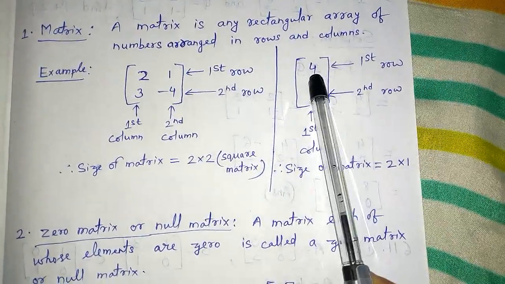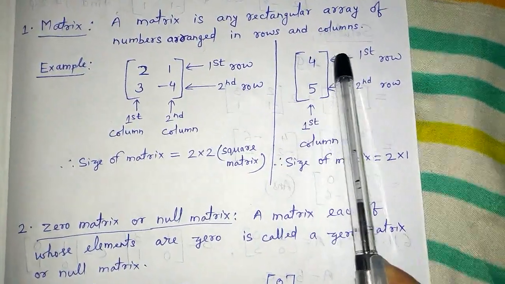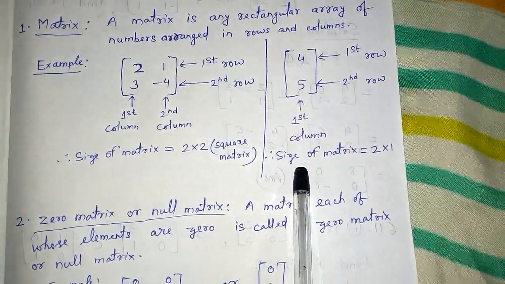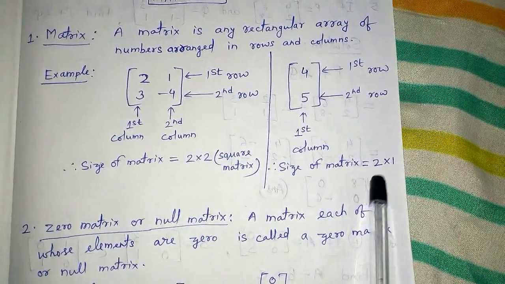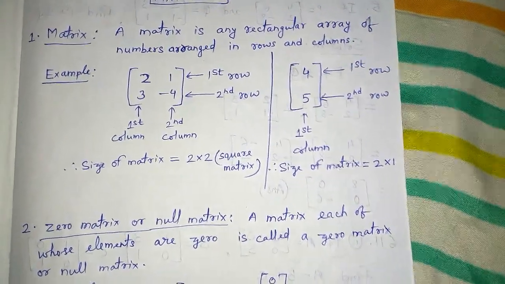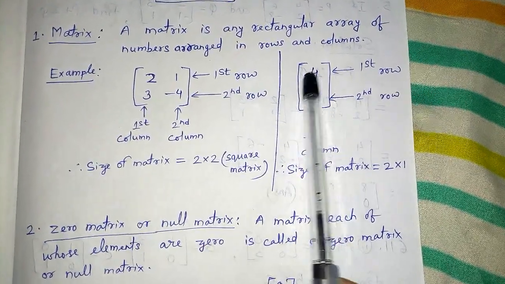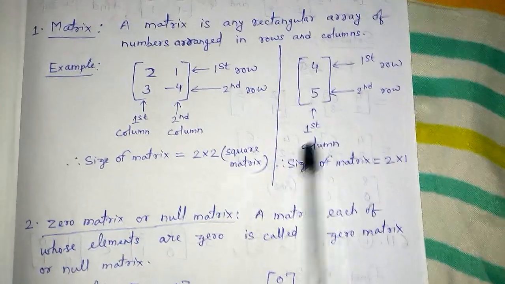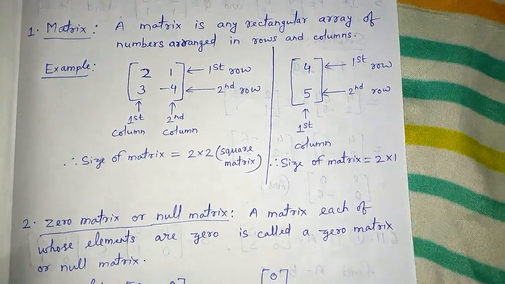And when there are two rows, first row and second row, and only one column, the first column, the size of the matrix is 2 into 1. So here this is 2 into 2 size and this is 2 into 1 size. Here 2 is rows and 1 is column.